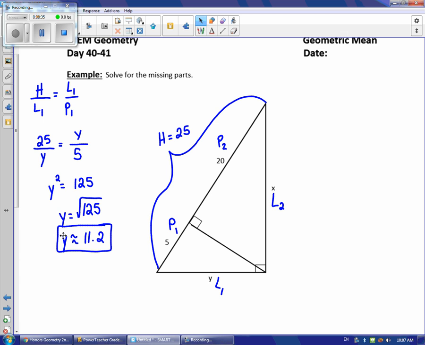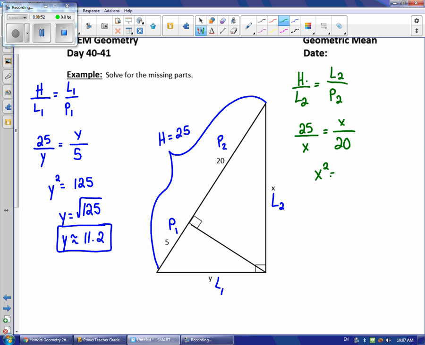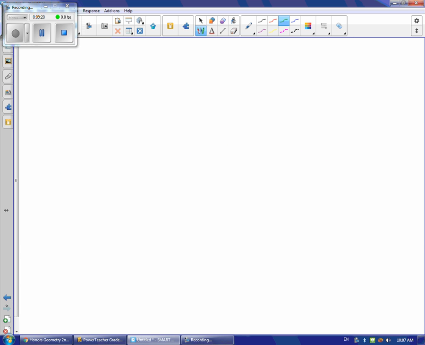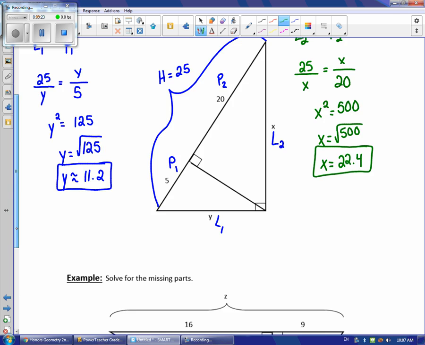All right, and now if I set up for solving for X, I'm going to use hypotenuse over leg 2 equals leg 2 over part 2. So 25 over X equals X over 20. Okay, and X is going to be the square root of 500. And we're going to only keep the positive answer, and that's going to be about 22.4. All right, and that is, I think, oh, we have one more example.